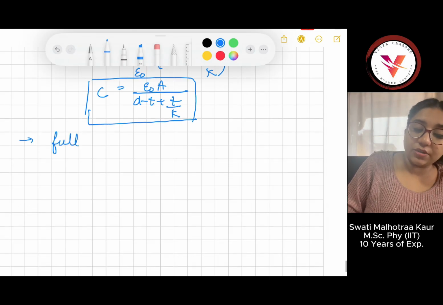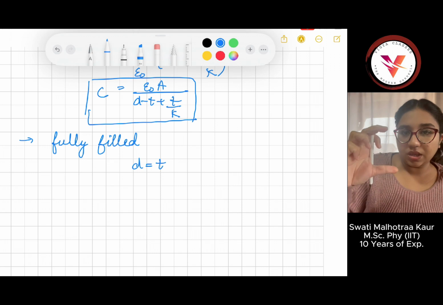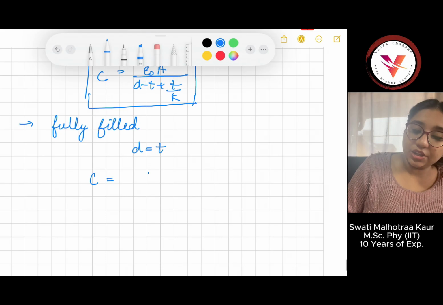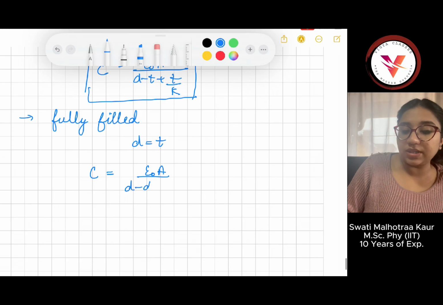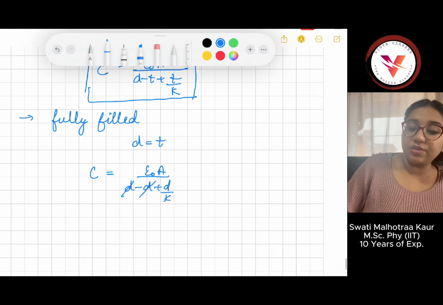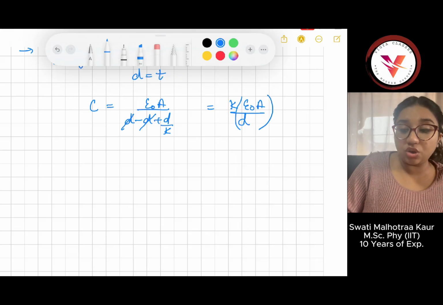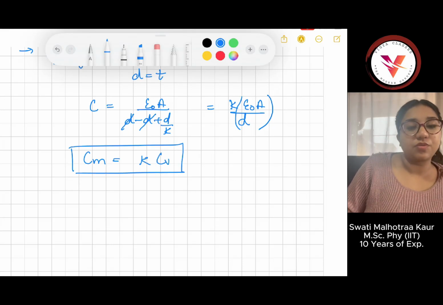Now if it is fully filled with the dielectric slab, then D is equal to T, because whatever the distance between the two plates is covered with a dielectric slab of thickness T. So it comes out to be epsilon naught A, just put T to be D, so D minus D plus D by kappa. Here you can cancel D, kappa goes up, and from here you can also say that if this is the capacitance in a vacuum, then the capacitance in any medium will become kappa times the capacitance in vacuum. You can also prove it from here.